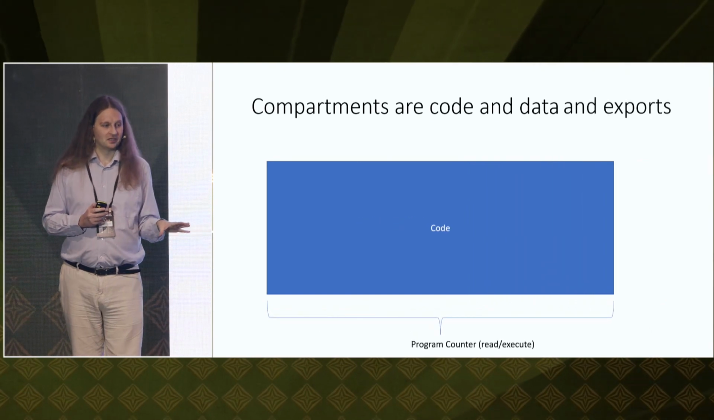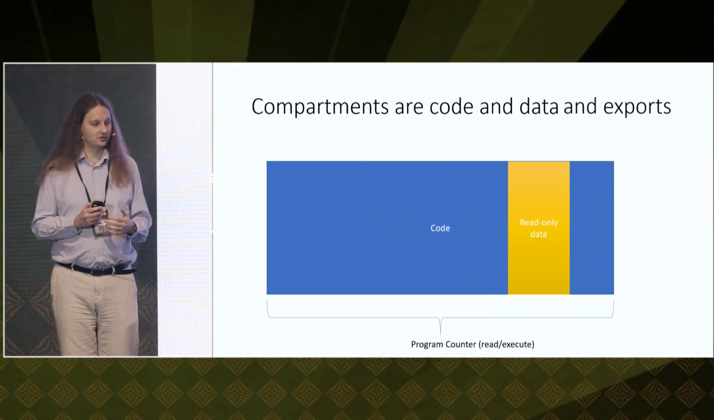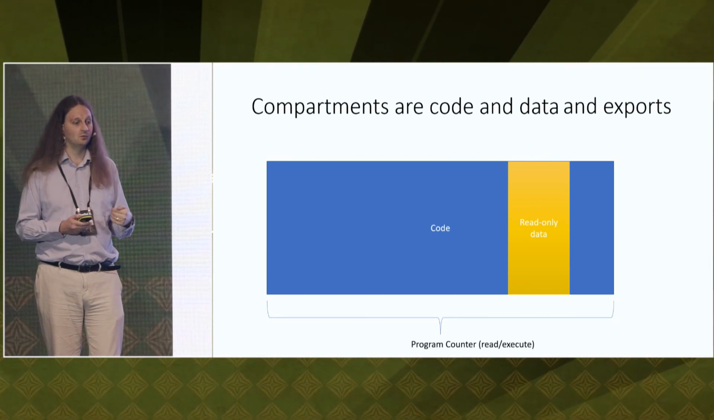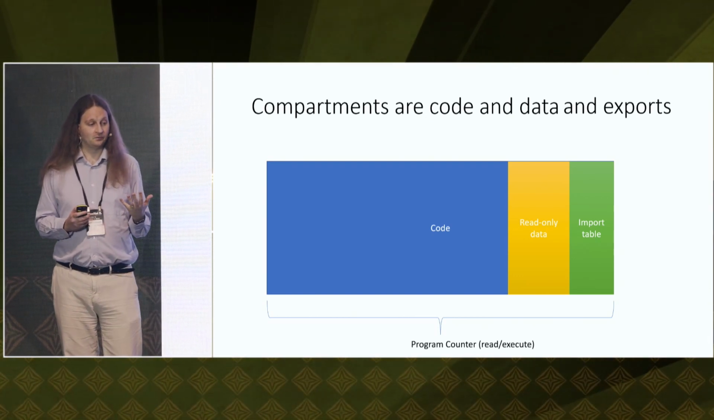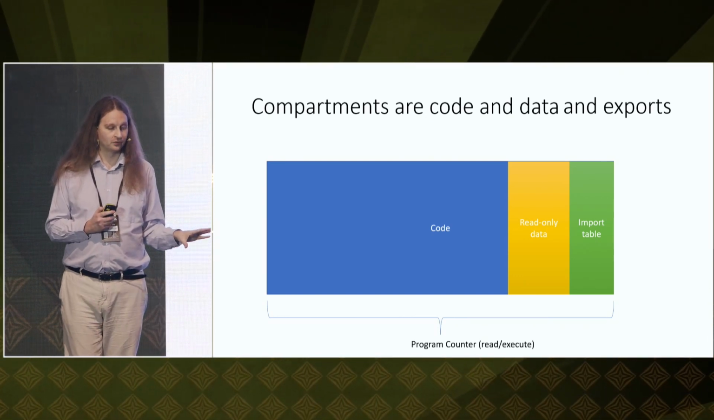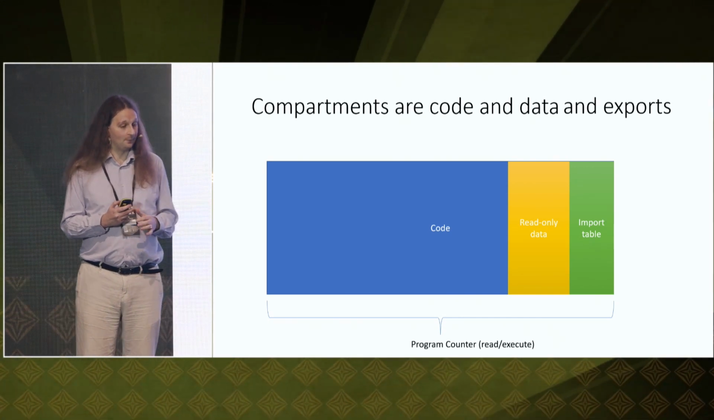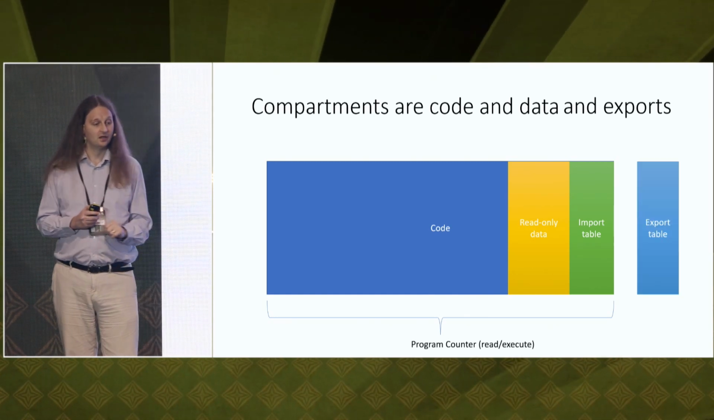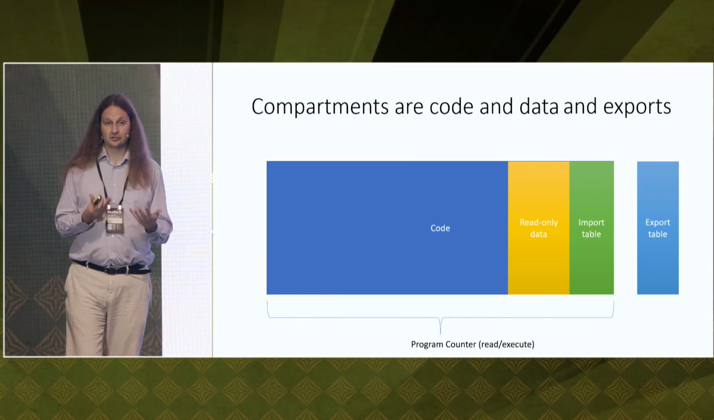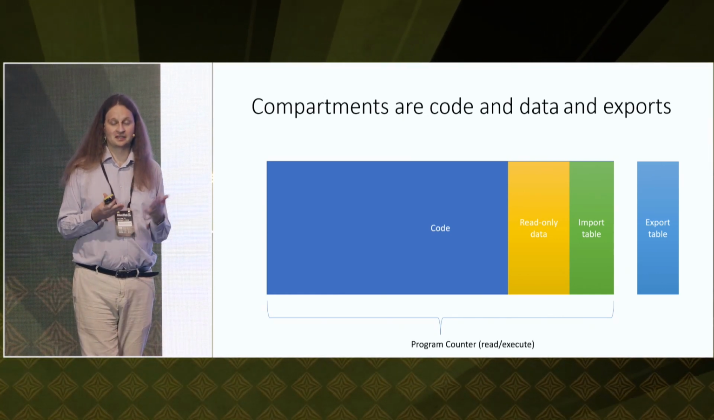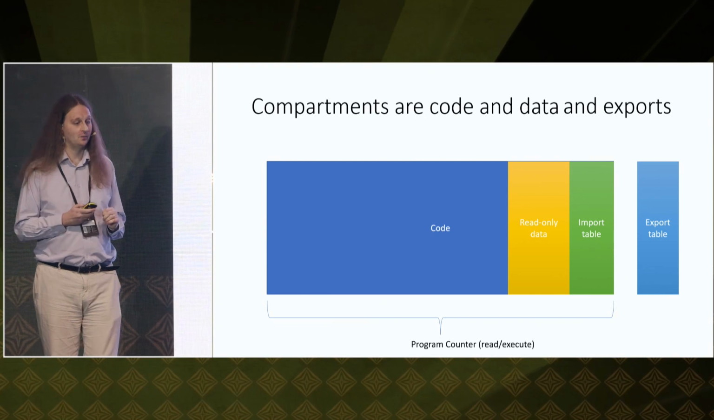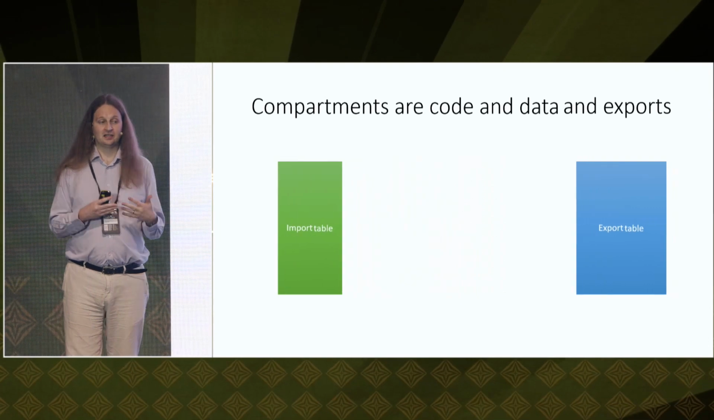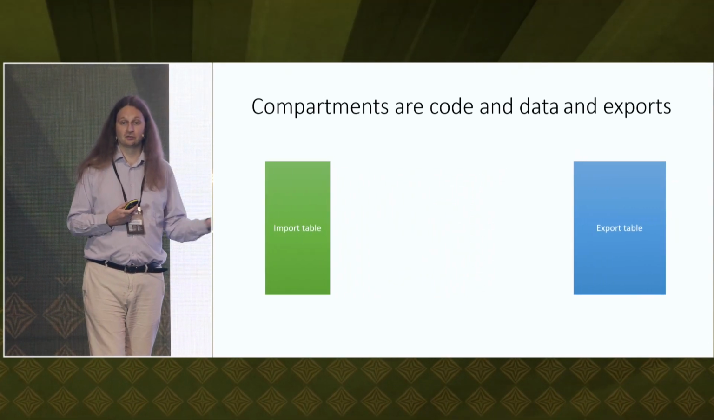And that's a little bit of an oversimplification. So in the code section, we also have read-only data so that we can use program counter relative addressing to get at all of those globals. And we also have a thing called an export table, which I'll talk through a little bit in a second. And these are all readable by the compartment, but they're not writable by the compartment. We also have one more data structure that's associated with the compartment, but which isn't accessible at all directly from the compartment.